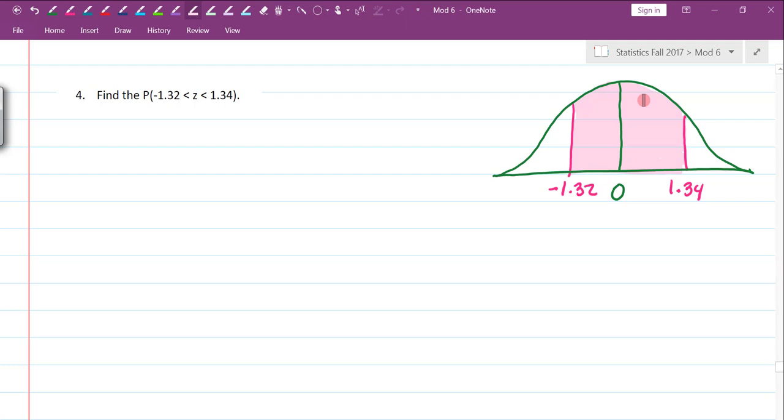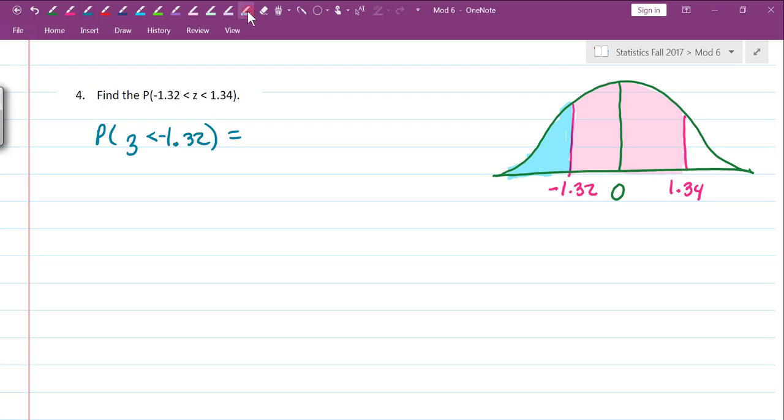So let's calculate first this area right in here, which is the probability that z is less than negative 1.32. So what area am I shading? I'm shading this area in here because this is what your tables give you. When I look up negative 1.32, my tables give me this area in here. And let's go look that up.